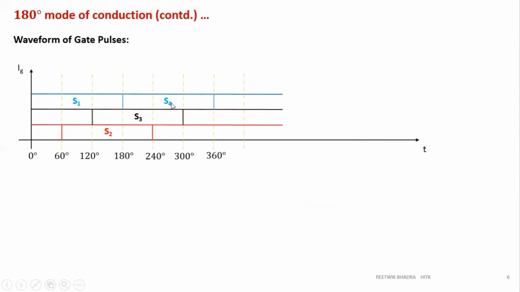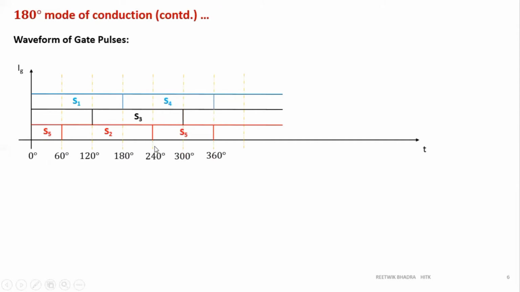So S5, when will it be on? It will be on at 180 plus 60, that is 240. See, wherever S2 is turning off, S5 is turning on. That means there is no problem, there is no simultaneous turning on of S2 and S5. See. Now S5 will be on.